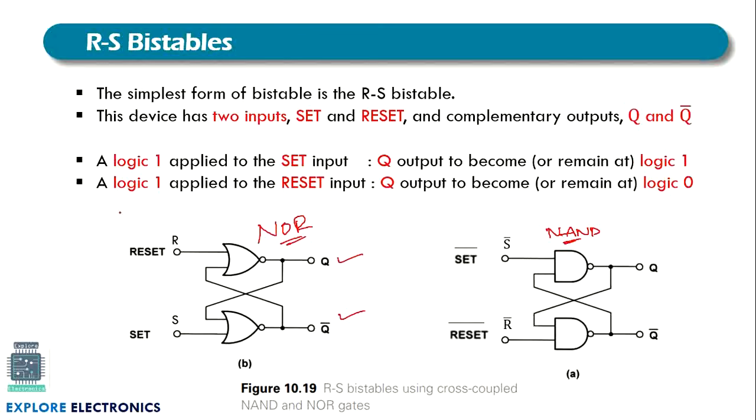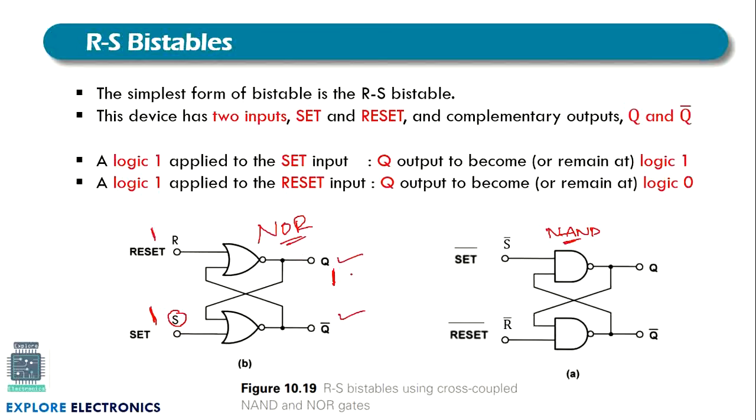Now let us understand how this bistable is going to work. When logic 1 is applied through the set input, output Q becomes 1. Here Q becomes 1 when we apply S equal to 1. S is 1, Q is equal to 1. Simple, just understand: when S is 1, it is the set case, so it sets my output to 1. When R is 1, S becomes 0 and R is 1.